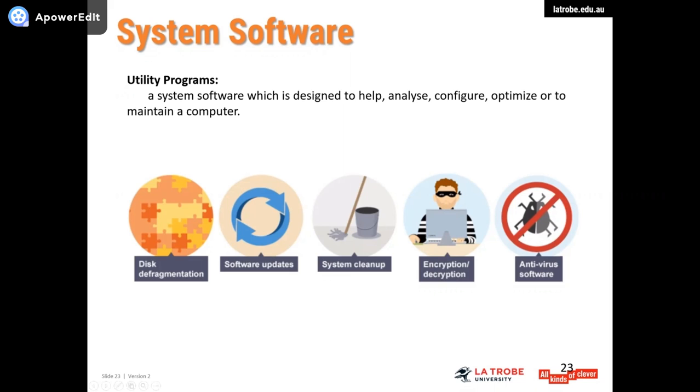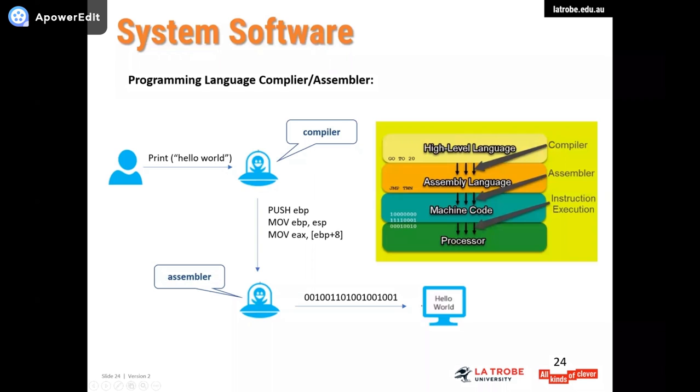So how does a compiler or assembler work? Here is an example. If you want to print hello world on the screen of our computer, how can we do that? The computer doesn't understand what hello world means, as we talked about before. It only understands zeros and ones. So how do we make this happen?